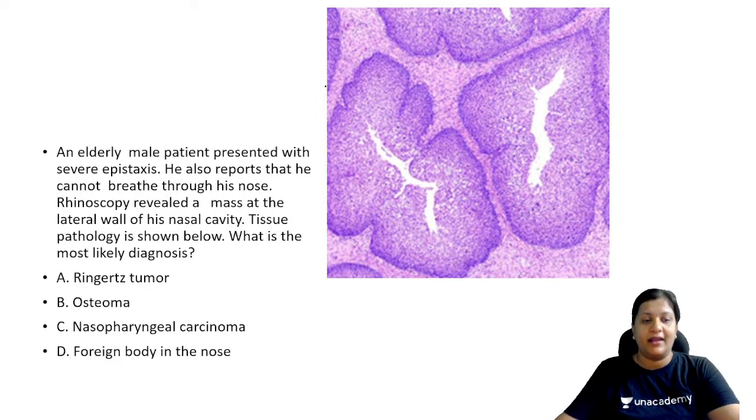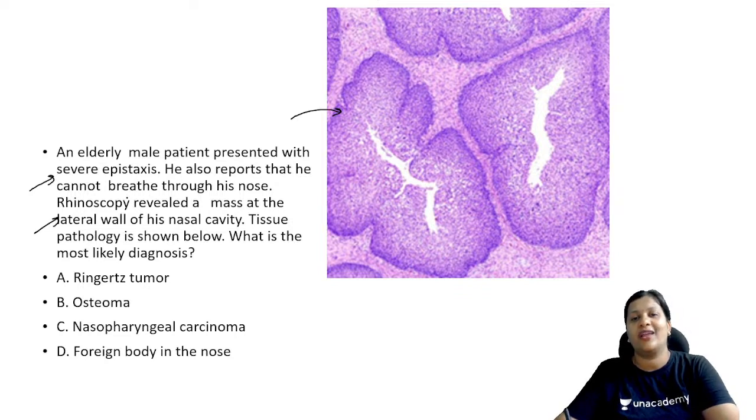An elderly male presented with severe epistaxis. He also reports that he cannot breathe through his nose. Why can he not breathe through his nose? Rhinoscopy had showed that there is a mass in the lateral wall of the nose. That's why he is not able to breathe. Tissue pathology is showing you something like this. What is the most likely diagnosis? Ringer's tumor, osteoma, nasopharyngeal carcinoma, or foreign body?